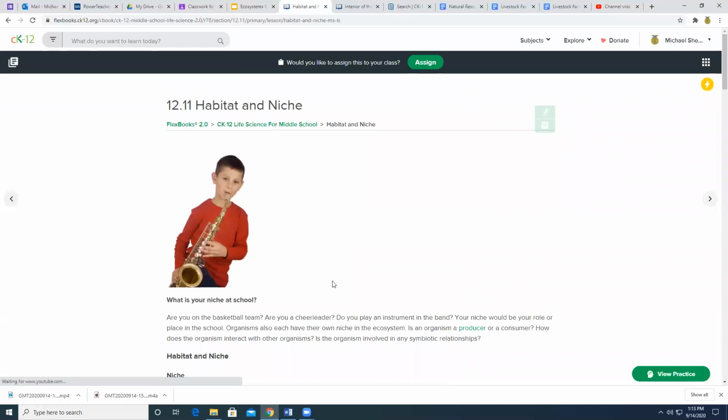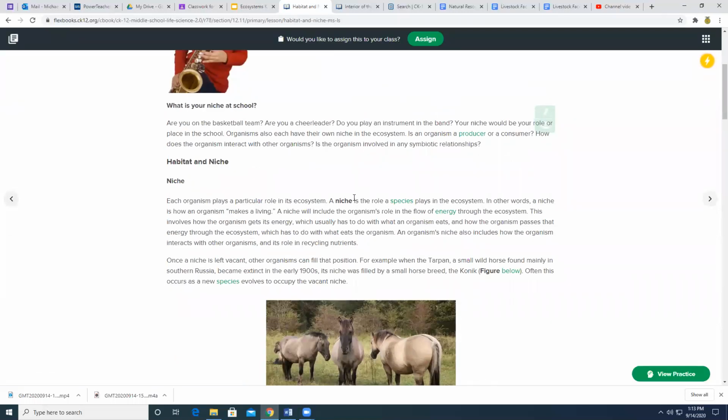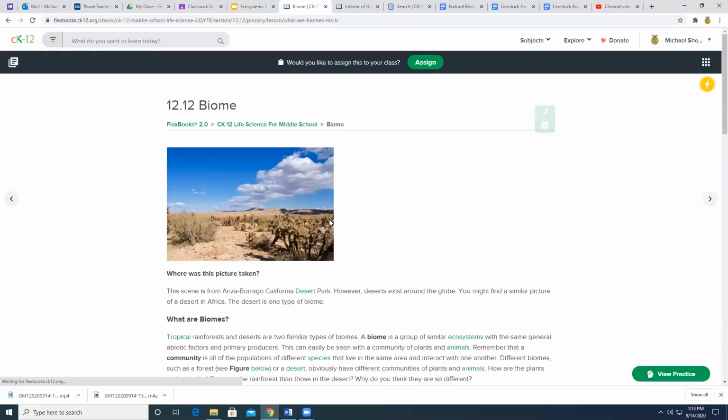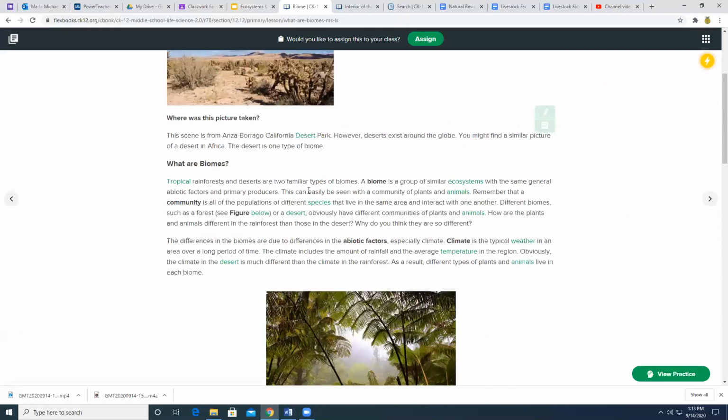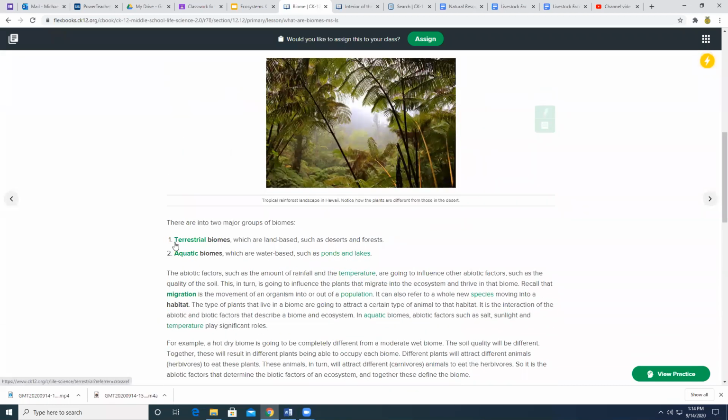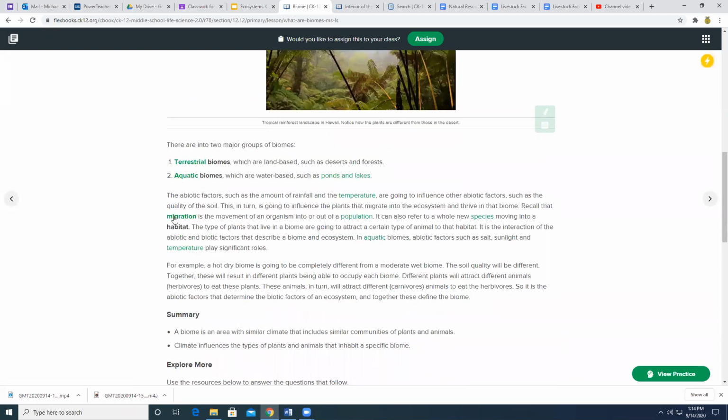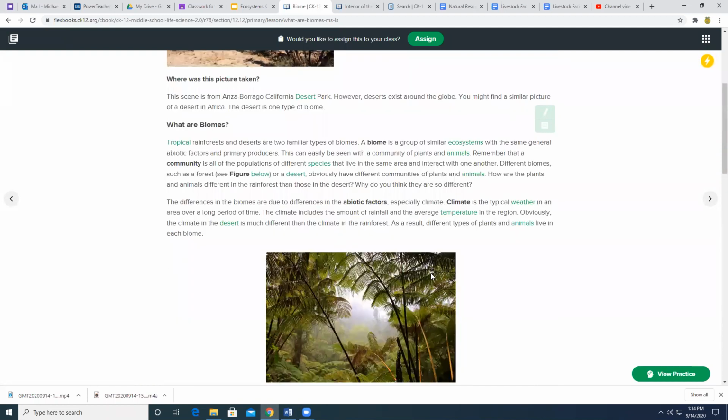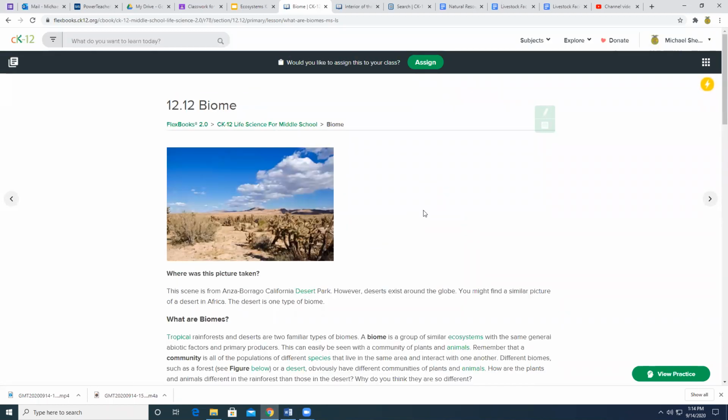The next assignment, there's only one word that you need to have on your vocab sheet, which is niche. And the last assignment that we did on biomes, the words that you need to define are biome, community. We've done abiotic factors on another page. You need to define climate. You also need to define terrestrial biomes, aquatic biomes, and migration. Those are the only ones because we did habitat already. So those are the words that you need to define. You need to have all of those on your vocabulary sheet, and you need to have definitions next to them.